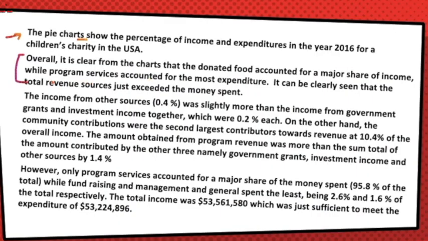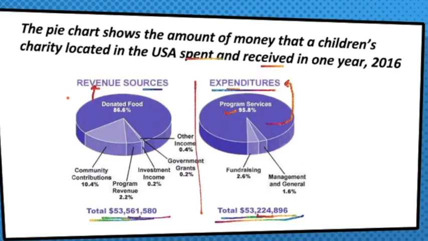So we can say that donated food accounted for a major share of income while program services accounted for the most expenditure. It can be clearly seen that the total revenue sources just exceeded the money spent. So the overview is complete. Now we come to the detailed paragraphs. We can either divide it into one paragraph for revenue and one for expenditure, or we can talk about the majority in one paragraph and the minority in the other, right? Both of the comparisons can be made.